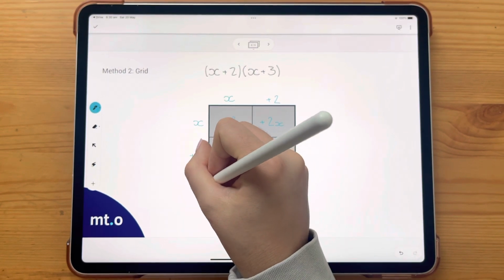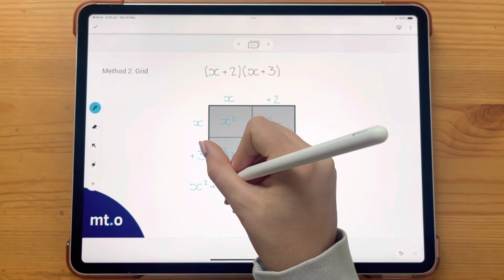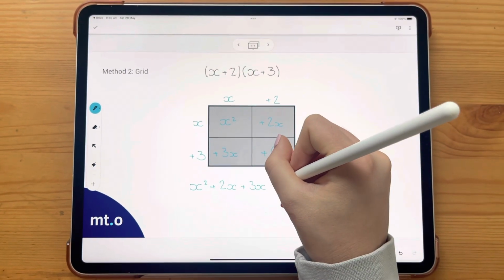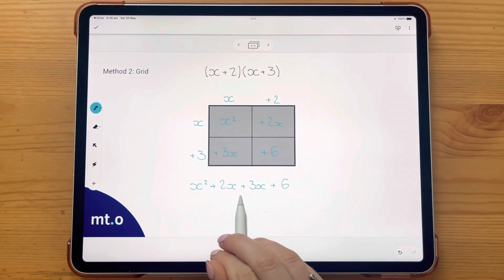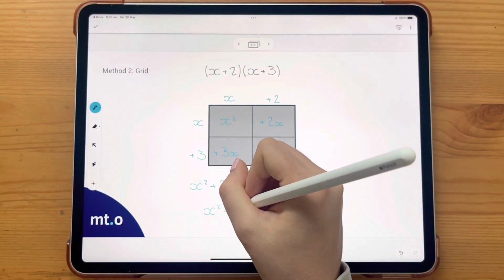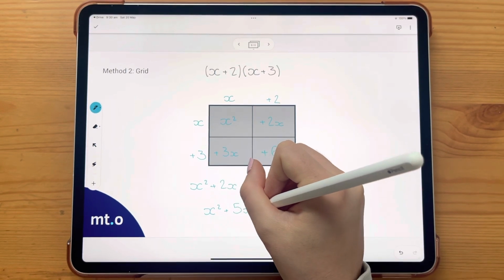The next step now is just to write out all of these terms, and then we can look at how we can simplify what we've got. So the same as before, we've got x squared plus 2x plus 3x plus 6. Now we'll simplify this in exactly the same way as we did before. So collecting the like terms is going to give us x squared plus 5x plus 6.